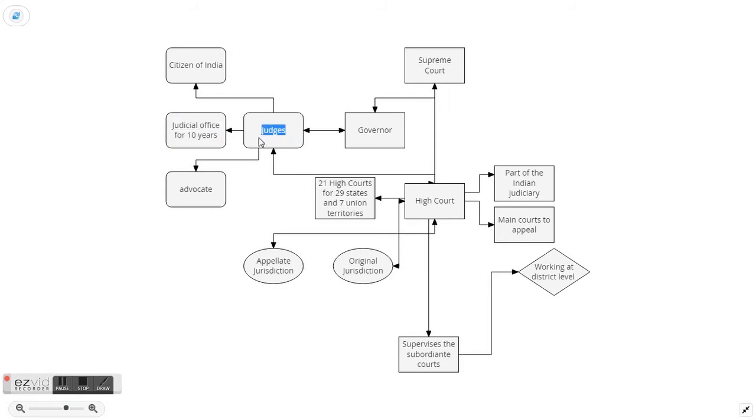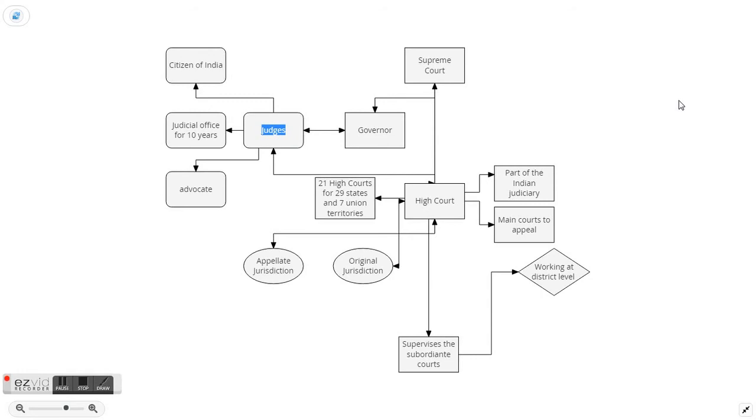And the next most important one is judicial office. They should have held a judicial office at the district level or below for at least 10 years. If it is not so, he or she should have been an advocate in one or more high courts for at least 10 years continuously without any break. These are the basic qualities for being a judge or a chief justice of a high court.